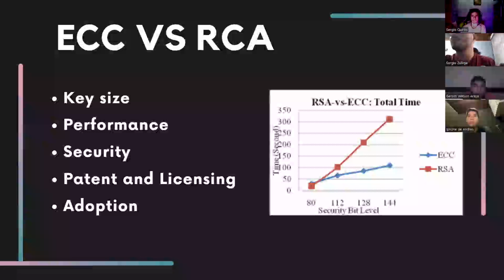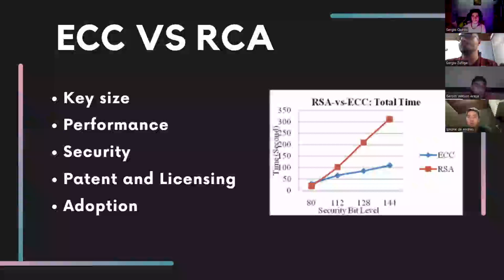First, we can talk about the key size. The ECC offers equivalent security to RSA with shorter key lengths. Then we can talk about the performance. The ECC generally offers faster encryption and decryption operations compared to RSA, especially for shorter key lengths. This makes ECC more suitable for resource-constrained devices, such as mobile devices and Internet of Things devices.